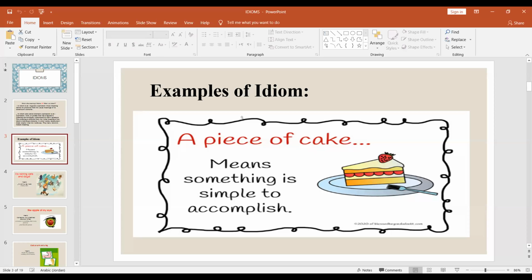Excellent, Amina. And don't forget, everyone, that sometimes we can say, I am going to bring you a piece of cake from the kitchen. So here I really mean a piece of cake. But when I say the exam was a piece of cake, that means very easy. We know that the exam can never be cake. But here we mean the exam was easy.